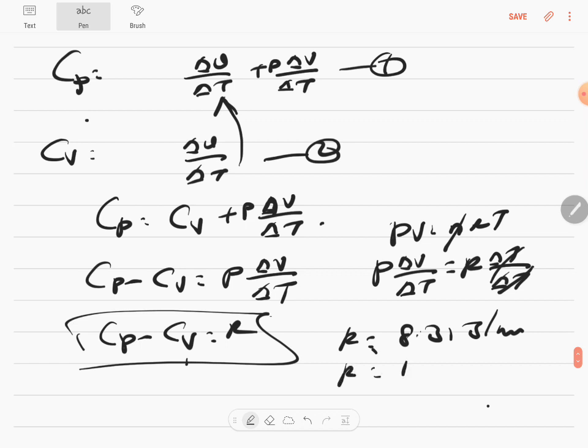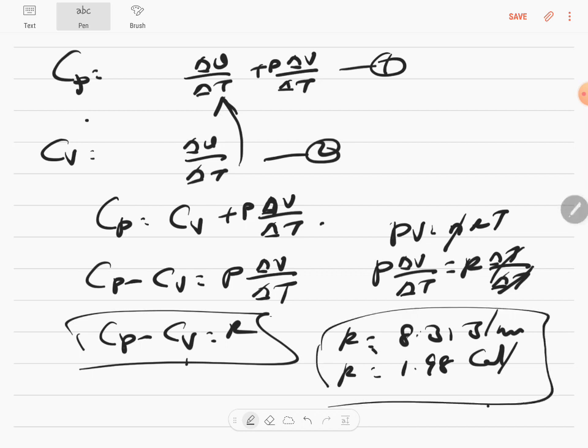In school they also write 1.98 calorie per mole per Kelvin, obtained by dividing by 4.2. You can keep either of those, but I would prefer joule per mole per Kelvin, not calories, because that's more convenient for me. Depending on whatever your answer is, you can write calorie per mole per Kelvin.